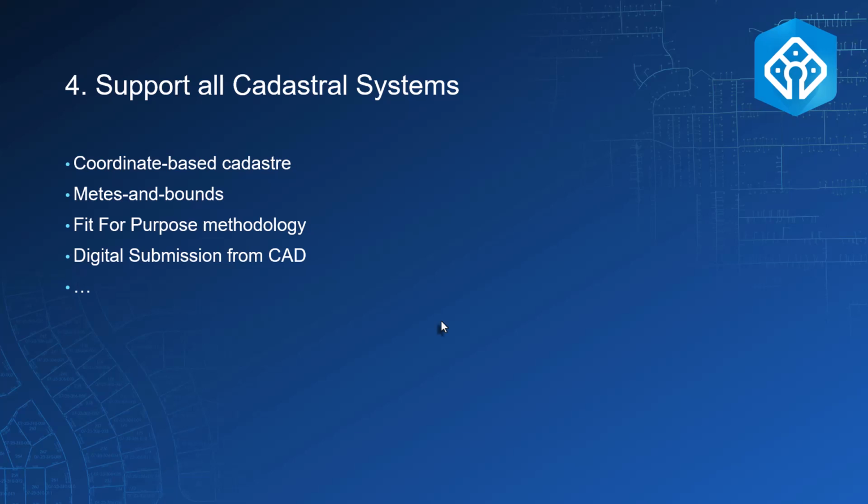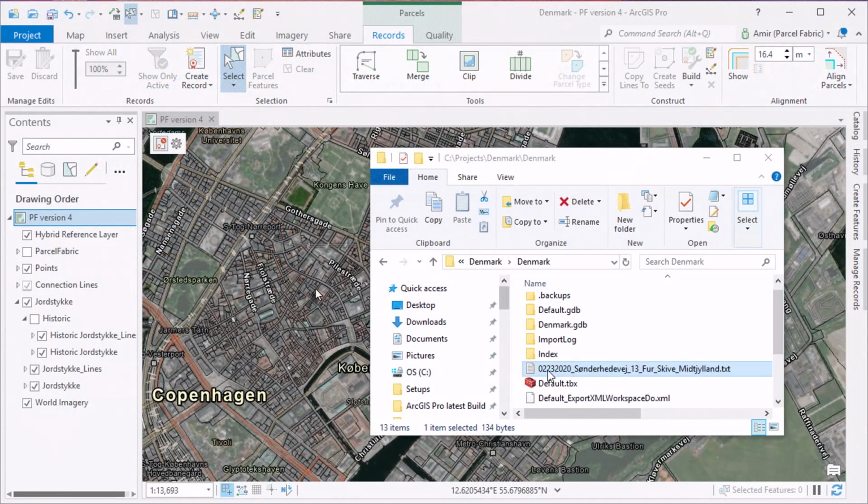Another important point to make is that the Parcel Fabric supports all the cadastral systems, whether using coordinates to define your legal boundaries, or you use the metes and bounds, where we use measurements on lines to define the boundaries. The Parcel Fabric accommodates that. We also have customers that use fit-for-purpose methodologies, very cheap, not high accuracy usually, methodologies to capture data. And you can also use digital submission workflows or bring data from any CAD file to be used to create parcels. So here's a quick example.